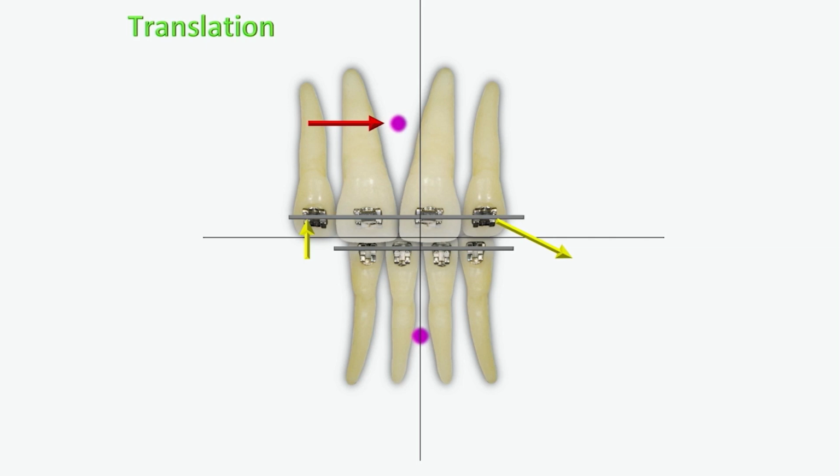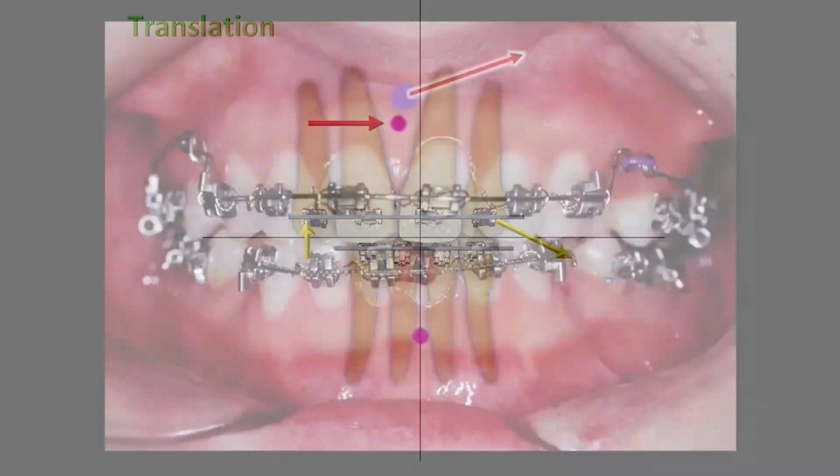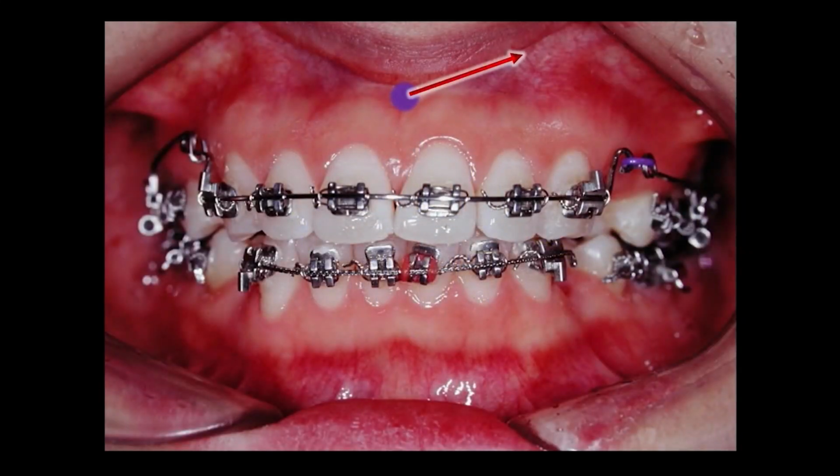The law of transmissibility tells us an intrusive force on the right side and an oblique horizontal force on the left side at the level of the bracket produce the translation of the anterior segment to the left side. However, the amount of translation is very limited clinically. This patient requires a translation of the upper anterior segment. The single force is resolved into vertical and horizontal components.